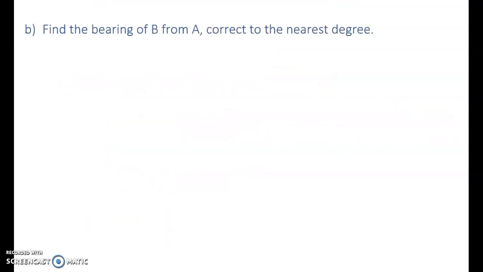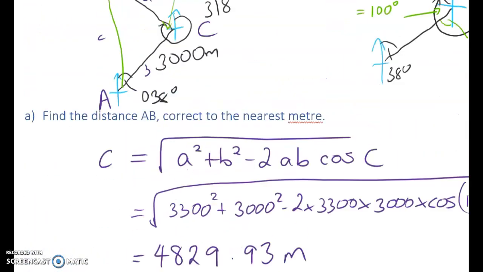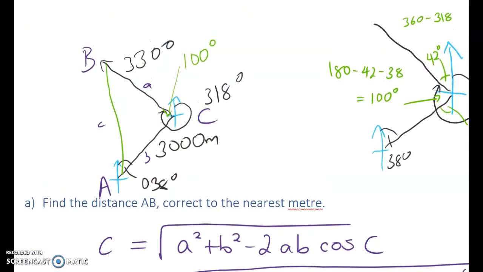Okay, I think this is the last example question. And for this one, we have to find the bearing of B from A to the nearest degree. You have to be really careful about how you read these. Let's go up and have a look. Okay, so what it wants, and my diagram isn't great, I do apologize, is it wants the bearing of B from A. So it actually wants to know what the angle is down at this end.